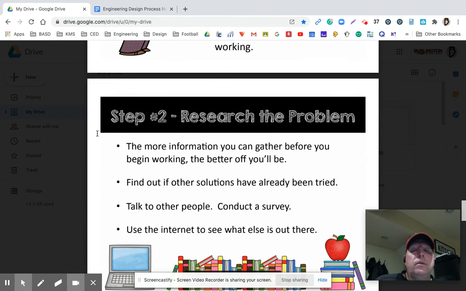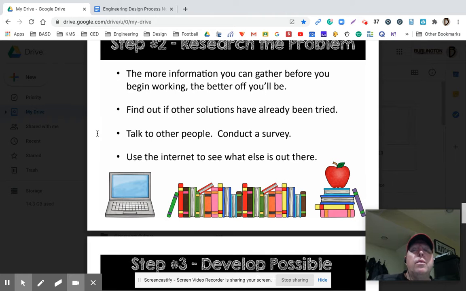Step number 2 is research the problem. The more information you can gather before beginning work, the better off you'll be. Find out if other solutions have already been tried. Talk to people, conduct a survey, use the internet to see what else is out there. Obviously, the internet's not the only resource when trying to find information. Engineers discuss previous solutions with other engineers to figure out what's been done before so they don't make the same mistake again. Maybe there was just one thing that they needed to tweak in order to make it better.